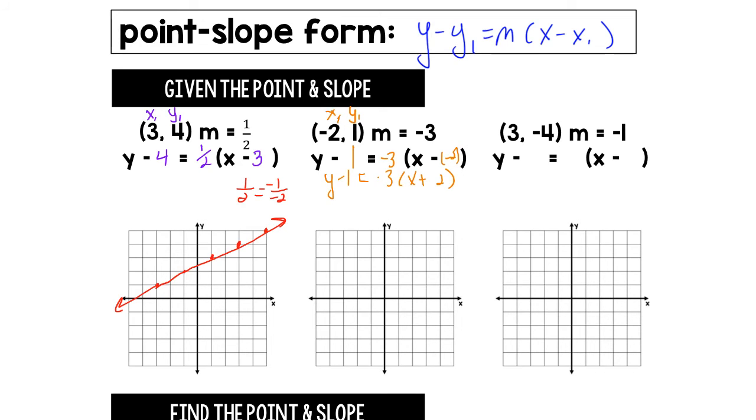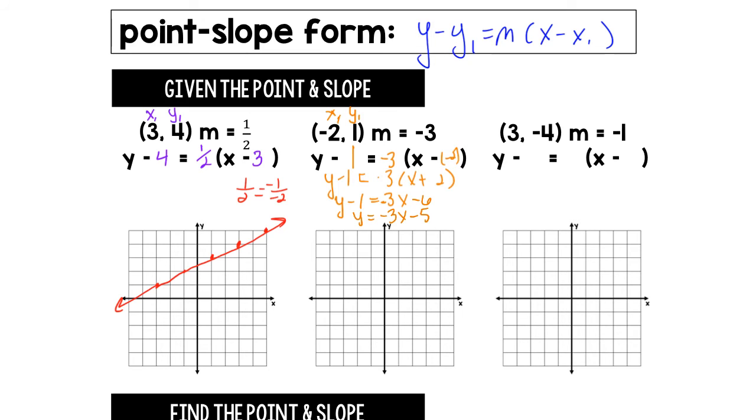Now, this one, we're going to rearrange to slope-intercept form. Distribute our -3. Y minus 1 is -3x minus 6. And then we add the 1 and get y equals -3x minus 5.